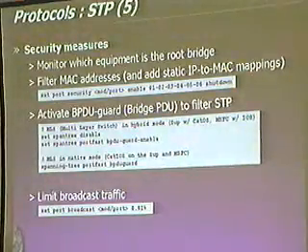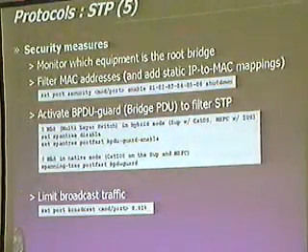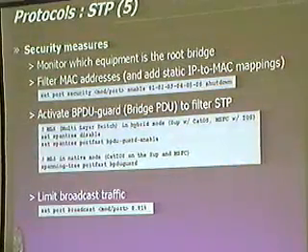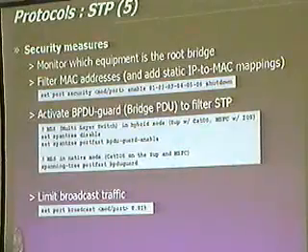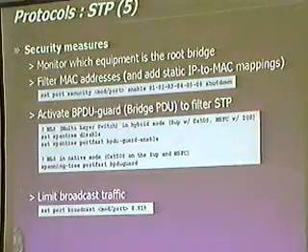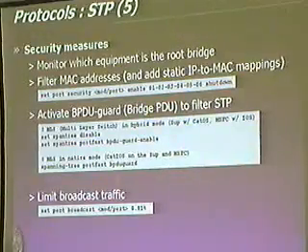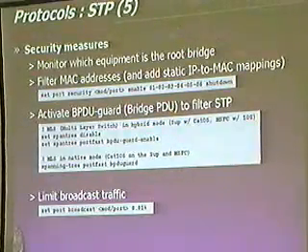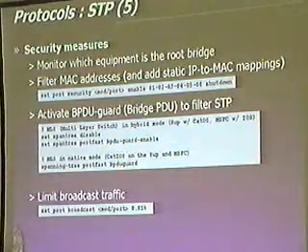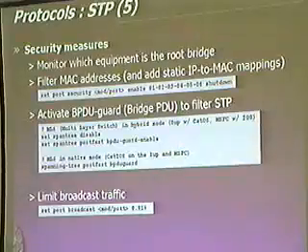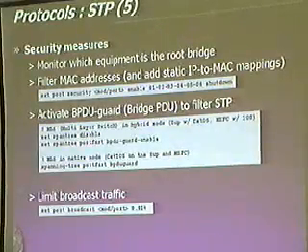So there are a few security measures you can use as prevention against those kinds of attacks. The main one will be to monitor which equipment is the root bridge. On a stable network, if you don't add or modify the configuration of your equipment, the root bridge shouldn't change. So it should always be the same equipment. And if you have a large network, usually you define yourself which one is the root bridge by setting up a higher priority for this one.